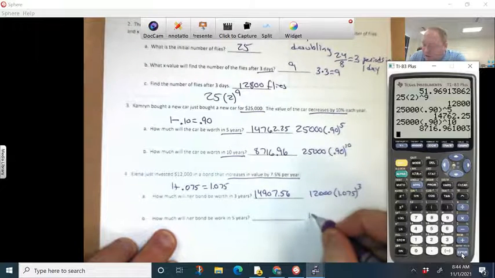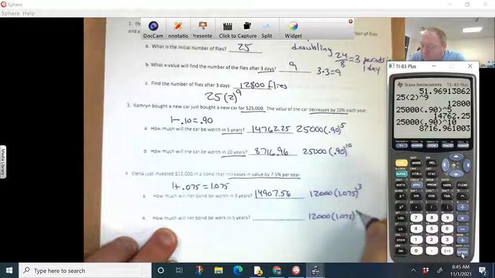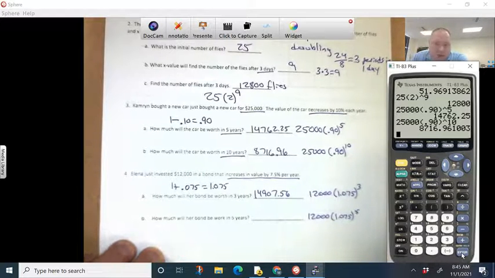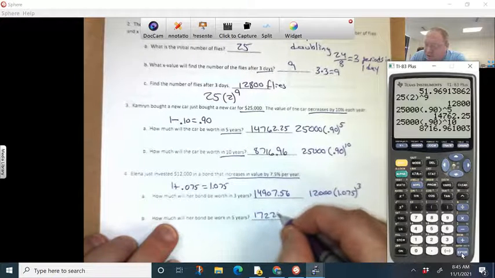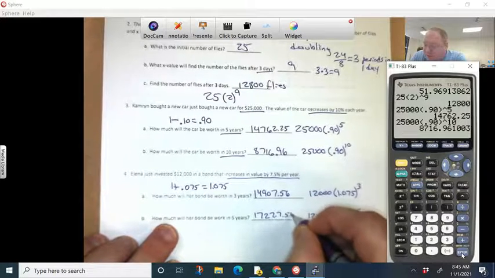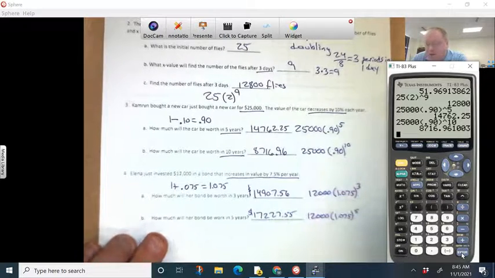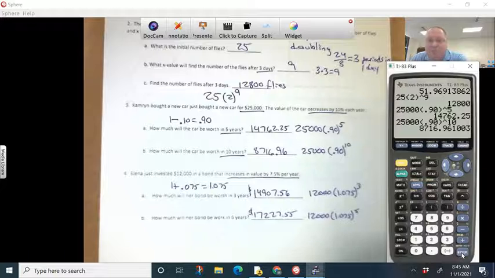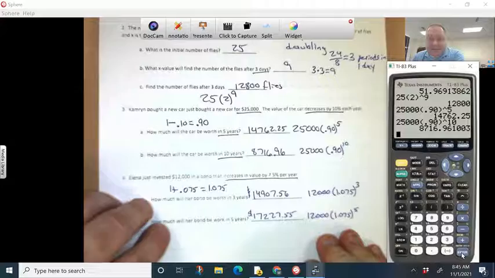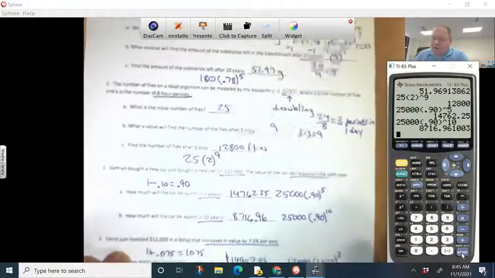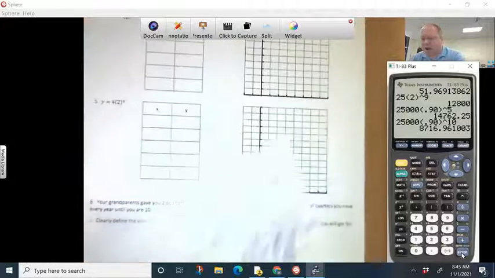For 5 years, it starts the same way, but we end up with $17,227.55. Not a bad little money-making instrument if you have money that you could just let sit there. All right, so let's go to our next page. Let's actually talk about graphing and taking these and putting them on a graph.